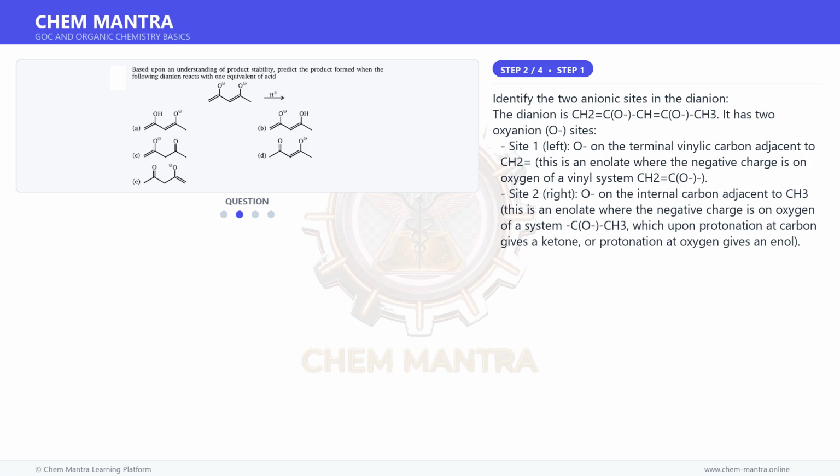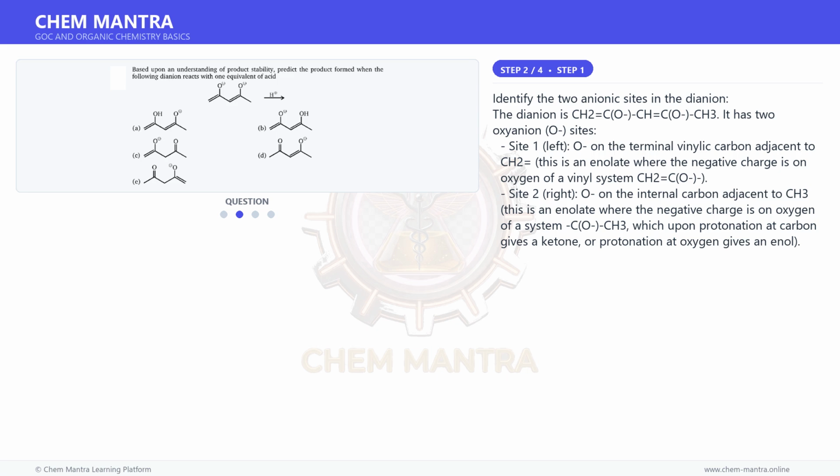Identify the two anionic sites in the dianion. The dianion is CH2=C(O−)CH=C(O−)CH3. It has two oxyanion, O sites. Site 1, left O on the terminal vinylic carbon adjacent to CH2=, this is an enolate where the negative charge is on oxygen of a vinyl system, CH2=C, O−.